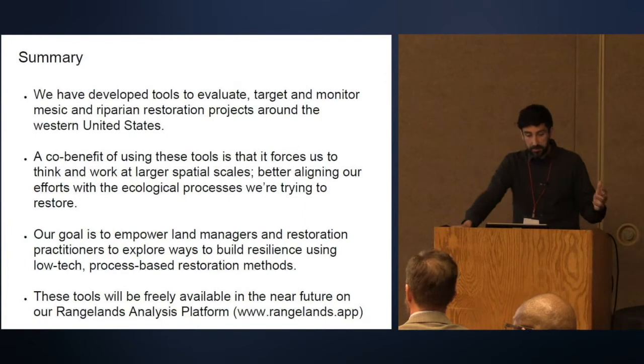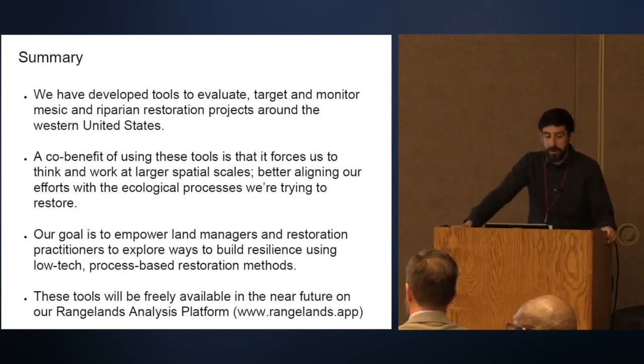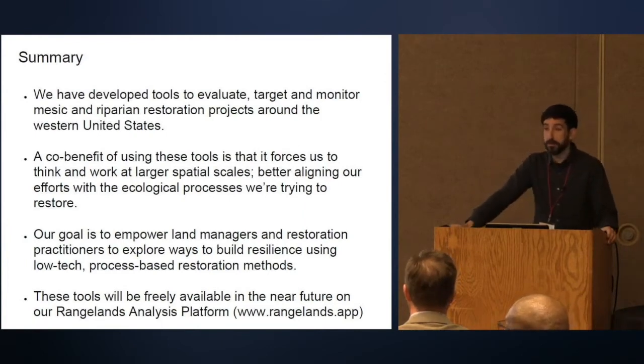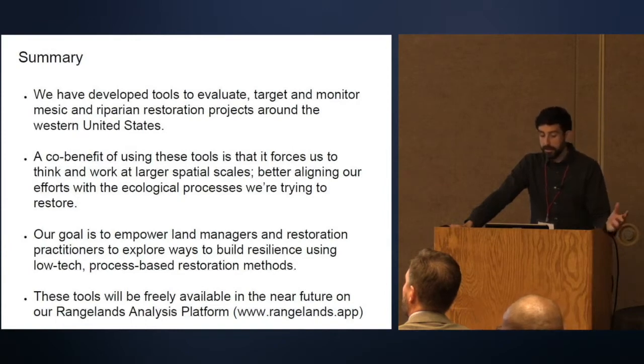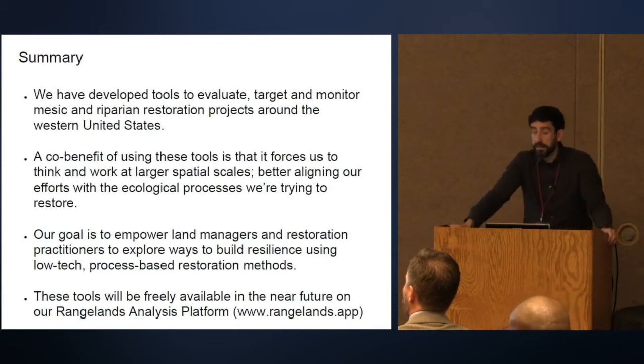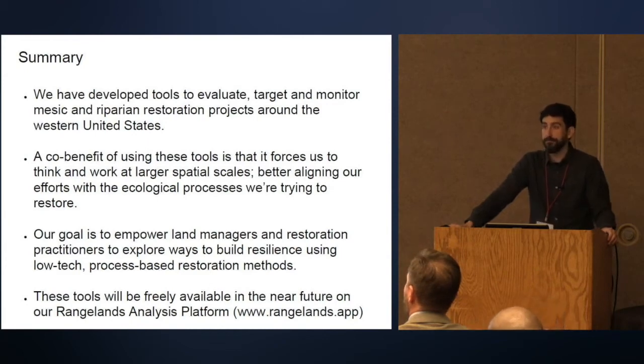So in summary, we've developed some tools to evaluate, target, and monitor mesic and riparian restoration projects around the western United States. A co-benefit of using these tools is that it focuses us to think and work at larger spatial scales, better aligning our efforts with the ecological processes we're trying to restore. Our goal here is to empower land managers and restoration practitioners to explore ways to build resilience using low-tech, process-based restoration methods. And again, the plan is for these tools to be freely available in the near future on the Rangelands analysis platform. Thanks a lot.